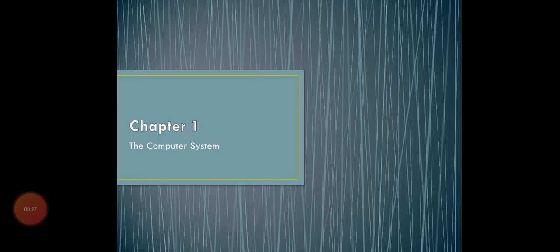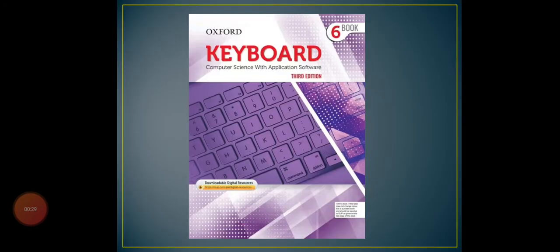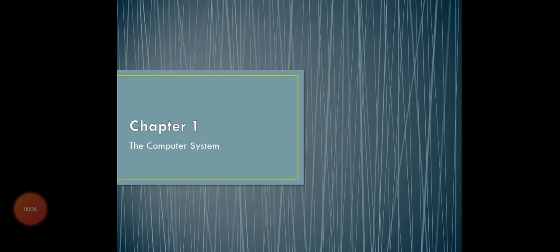This book has total 10 chapters, but we will start with the first chapter, the computer system. Today we will cover from page number 1 till page number 4. It includes different input-output devices. We will do all these in details. Let's start.